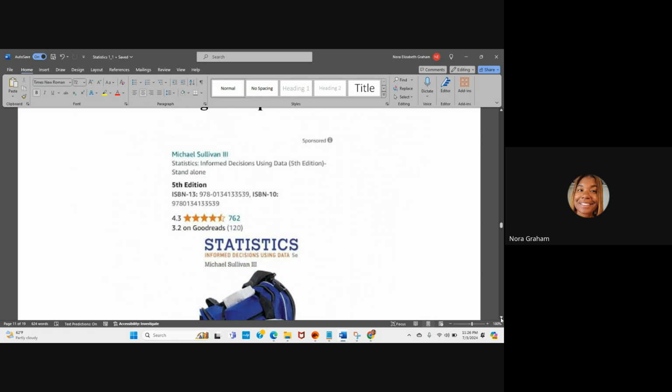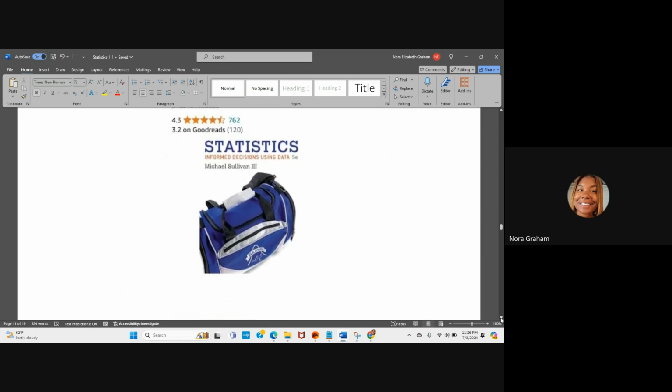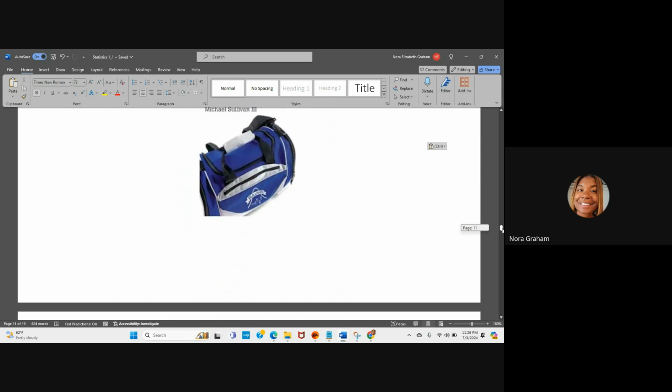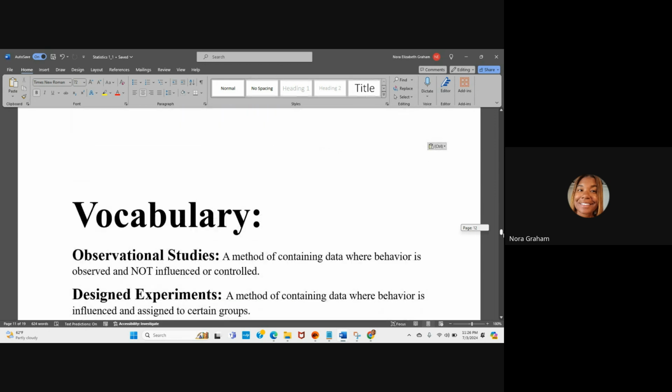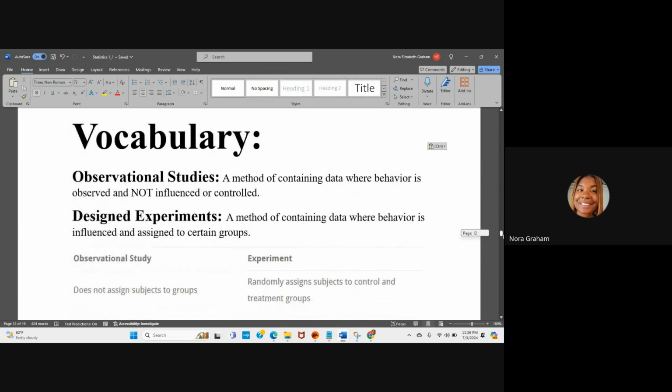Okay, so let's get right into it. Like I said before, mostly with all math, vocabulary is very, very important, especially with statistics. You're going to have to know these definitions in order to answer a lot of the questions that are going to come. So the first thing I'm going to start with is vocabulary. Let's look at the first vocabulary word: observational studies. That's a method of collecting data where behavior is observed and not influenced or controlled.